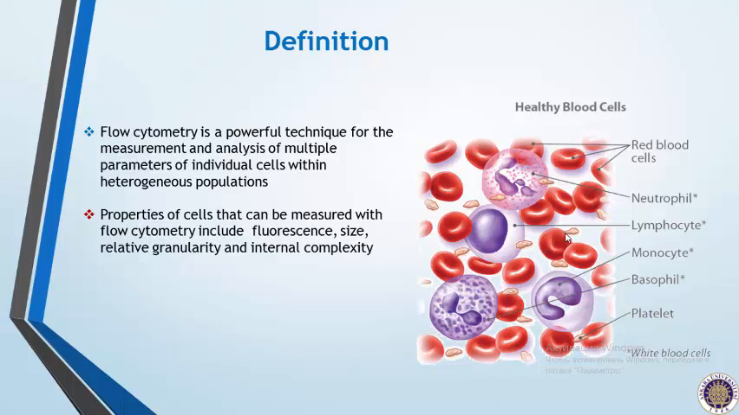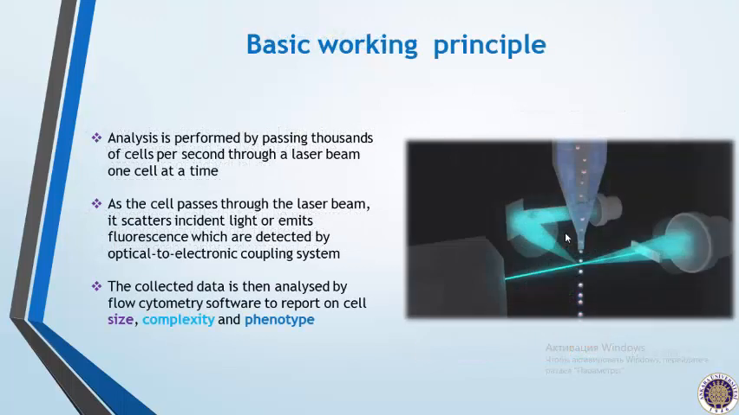Flow cytometry is a powerful tool because it allows simultaneous multiparametric analysis of the physical and chemical characteristics of up to thousands of particles per second. This makes it a rapid and quantitative method for analysis and purification of cells in suspensions.